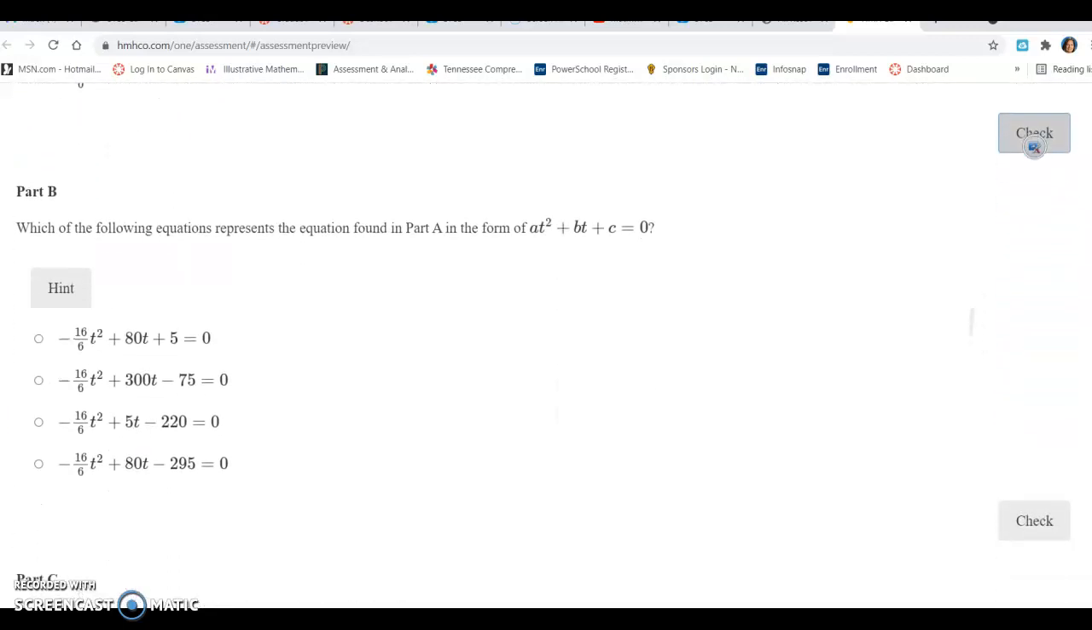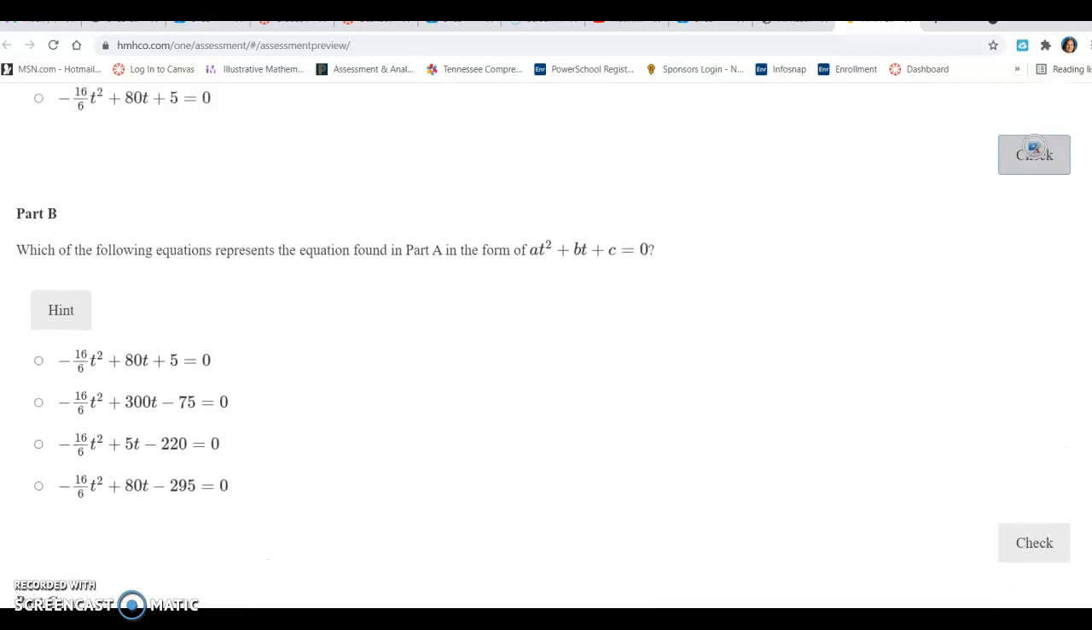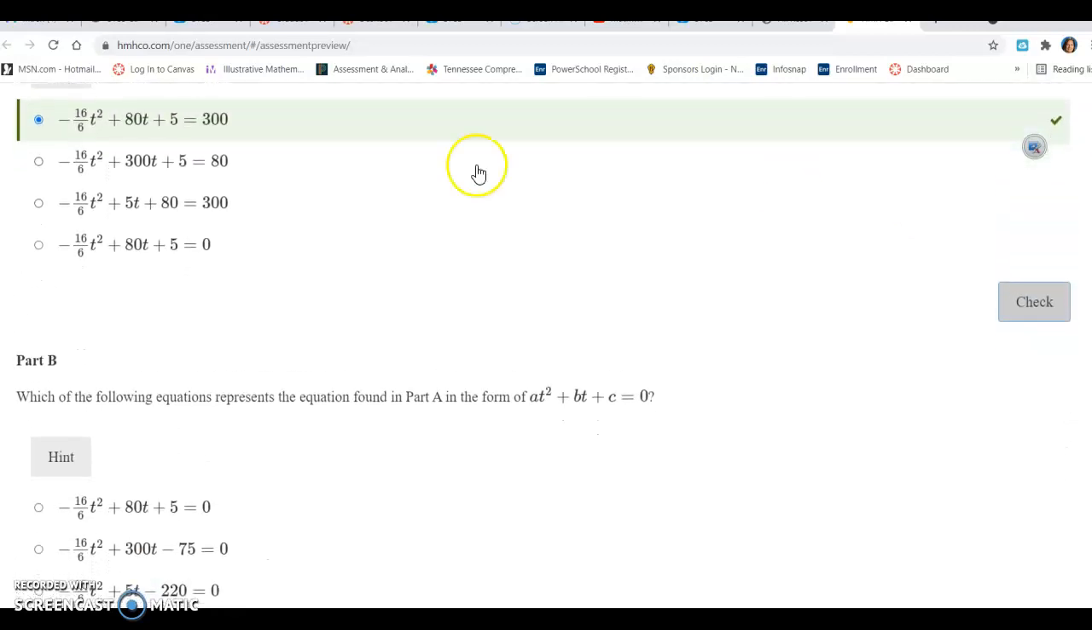All right, moving on to part B. Which of the following equations represents the equation in part A in the form at squared plus bt plus c equals 0? So what they've done is put this in standard form, which means they just set it equal to 0. So if we look back up here, to set this equal to 0, all we have to do is subtract 300 from both sides. If you subtract 300 from the right, that gives you 0.